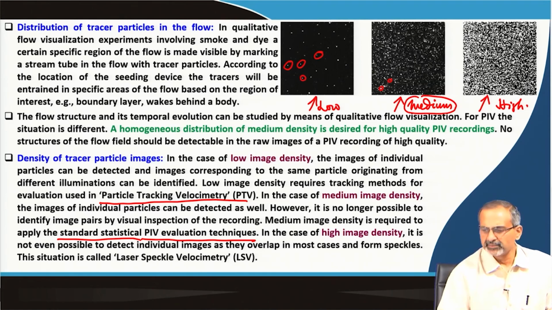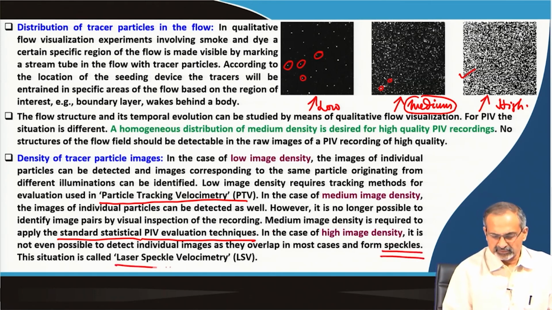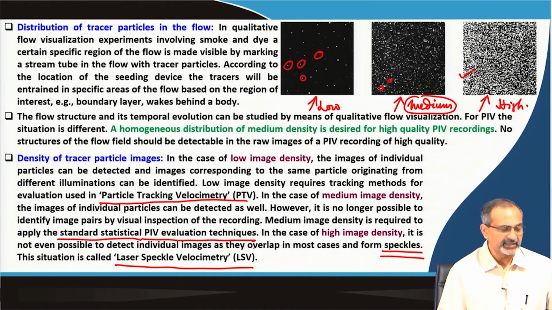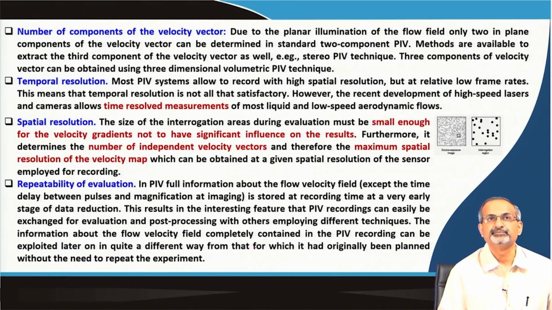In the case of high image density, what you see over here, it is not even possible to detect individual images as they overlap in most cases, and they form speckles. This forms a technique which is called laser speckle velocimetry.